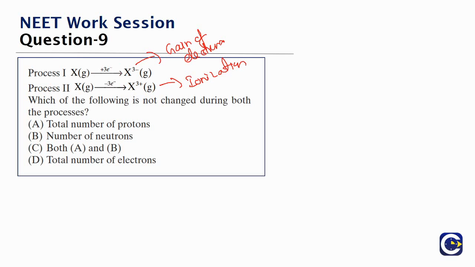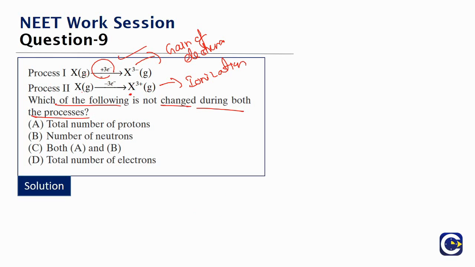Okay, so look at this. There are two processes. What is process 1? The gaseous X atom is gaining 3 electrons to form the 3 minus charge anion. Observe this carefully. Process 2: the gaseous X atom is losing 3 electrons to form the 3 plus gaseous cation. Which of the following is not changed during the process?